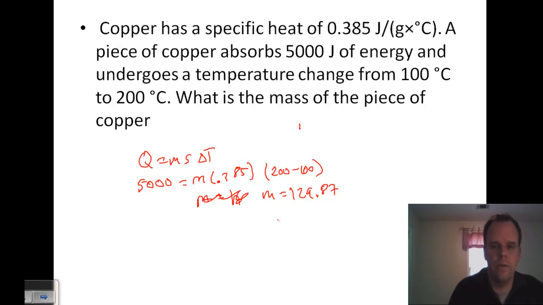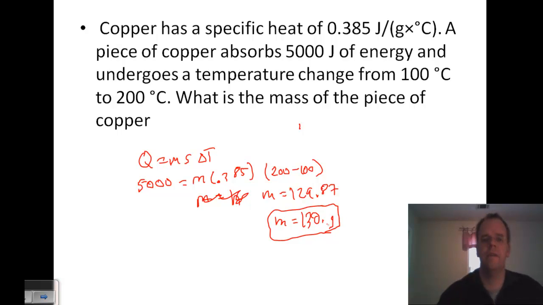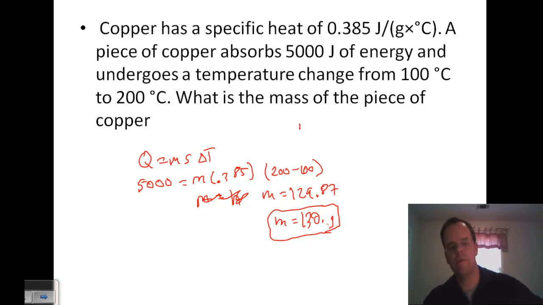The 5,000 joules is technically one significant figure here, but I would treat that as exact. Let's keep the 3 significant figures here. So 130 grams. Put the decimal point at the end to keep the 3 significant figures. So those are examples of specific heat type problems in which we're using the equation Q equals msΔT. M is mass, S is specific heat, and ΔT is change in temperature.